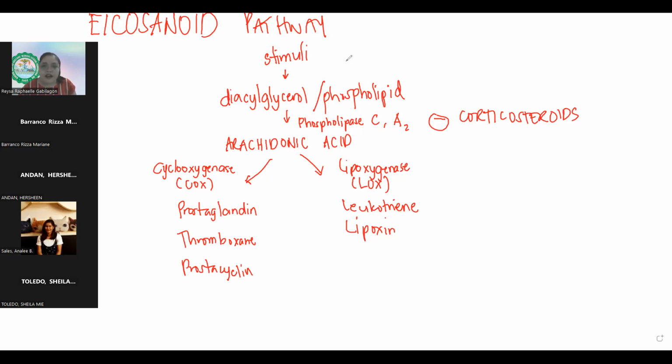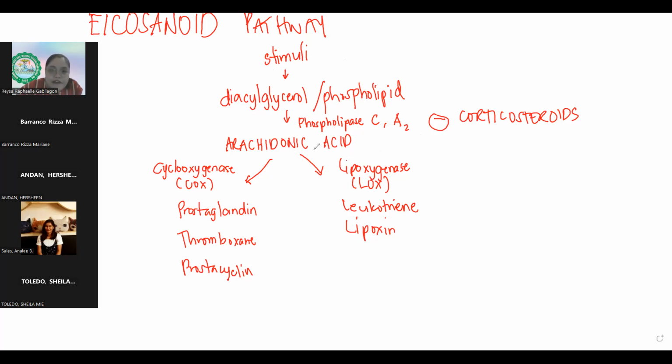Before arachidonic acid is produced, we need the action of both phospholipase C and phospholipase A2 on the phospholipids and diacylglycerol in the cell membrane. And the one that causes that action is the stimulus. Okay? Now, aside from that, corticosteroids are also used for asthma.